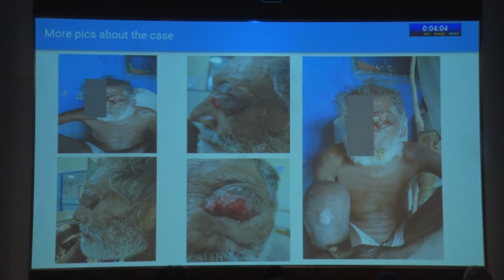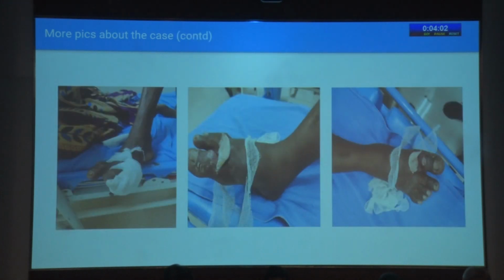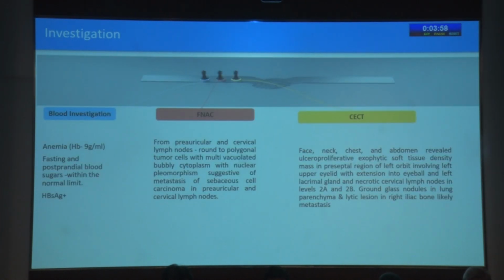These are the pictures of the lesions. Here you can also see the toe. Blood investigation showed that the patient had anemia, but the fasting and postprandial blood glucose levels were normal. He was also HBsAg positive.